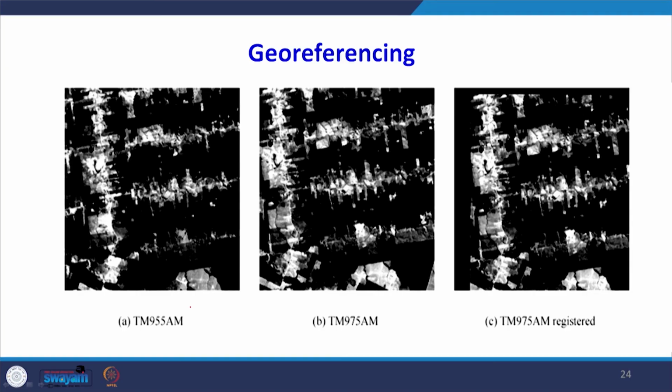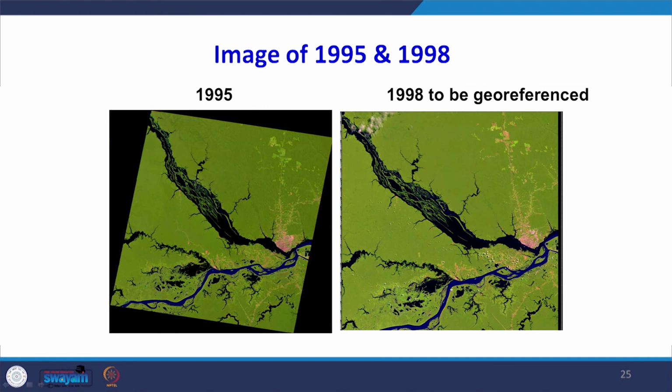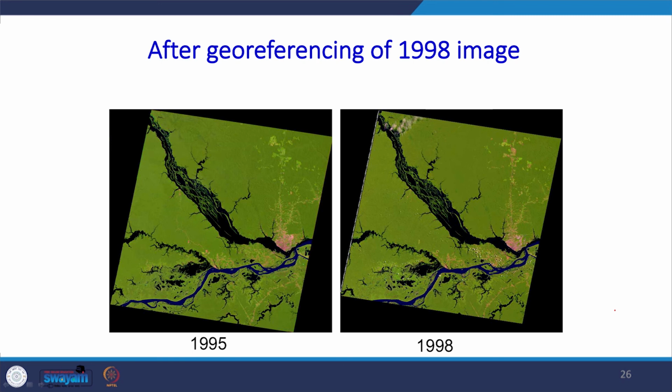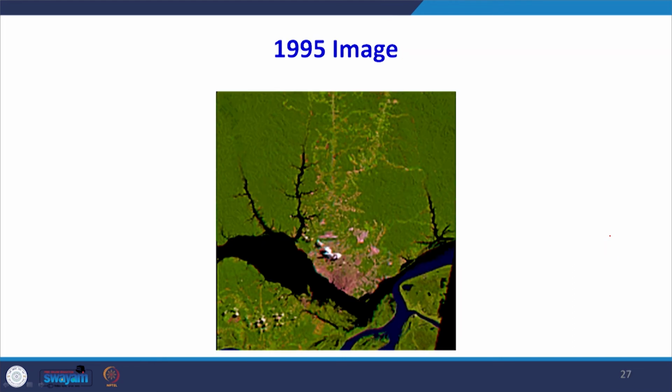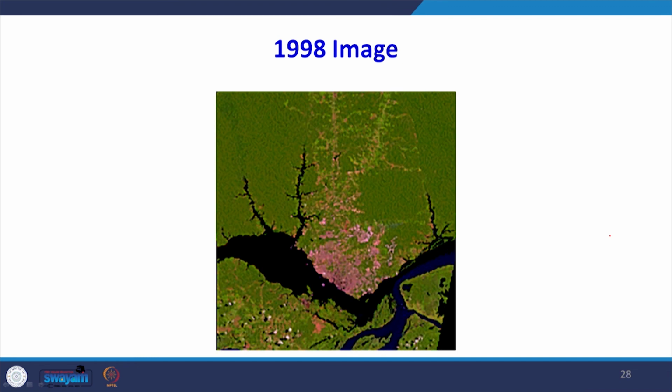So all the 3 images, these are thematic mapper images, all the 3 images now are georeferenced and georegistered, and we can use them together. So I was showing you this 1995 image and the 1998 image is to be georeferenced, and you can see here now this 1998 image is also georeferenced, because you are getting now the same orientation of the image as the 1995 image. But if we have to compare this 1995 image with the other images also, if I have successive images to compare the area, then this is 1998.